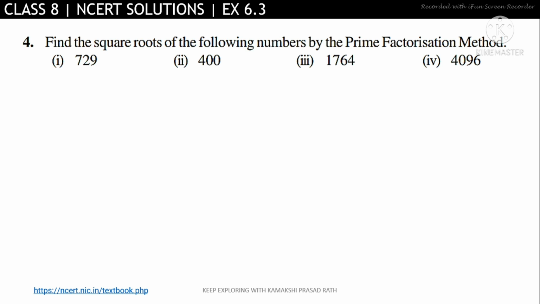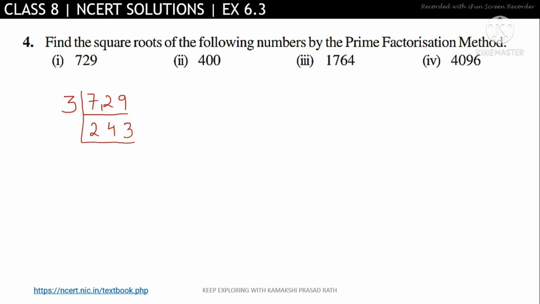The next question says, find the square roots of the following numbers by the prime factorization method. The first number is 729. So let's prime factorize. In prime factorization, we will use only prime numbers. As you can see, the number 729 is divisible by 3. So 3 2s are 6, the remainder is 1. Then 3 4s are 12, there is no remainder. We get 243.